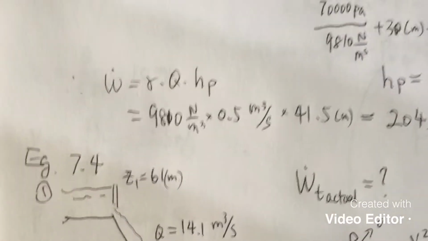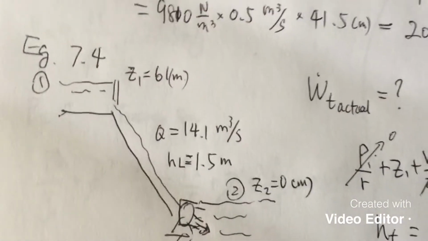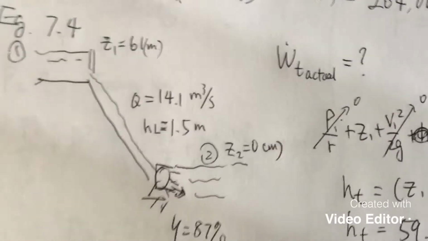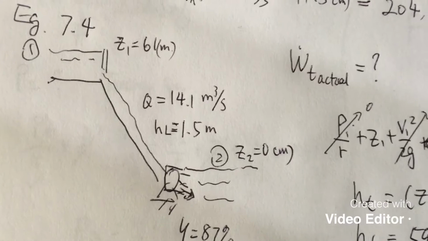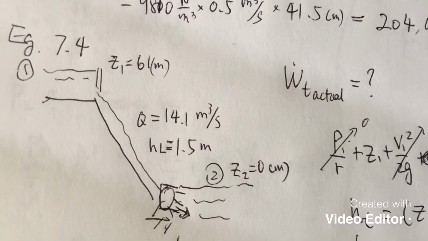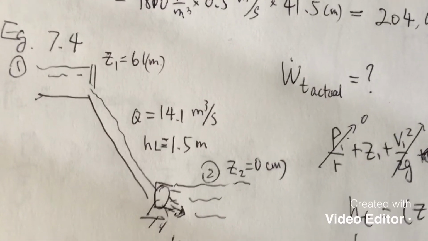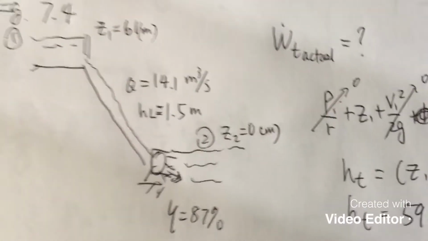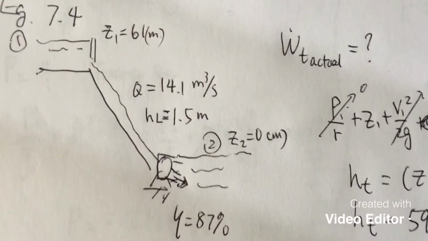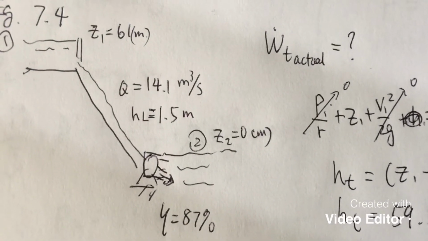So now let's look at 7.4. 7.4 is a turbine problem. So the problem is like that. You have a reservoir, high reservoir. You flow the river water down from the reservoir to a lower reservoir. The high reservoir is 61 meter. The lower reservoir water level is 0.